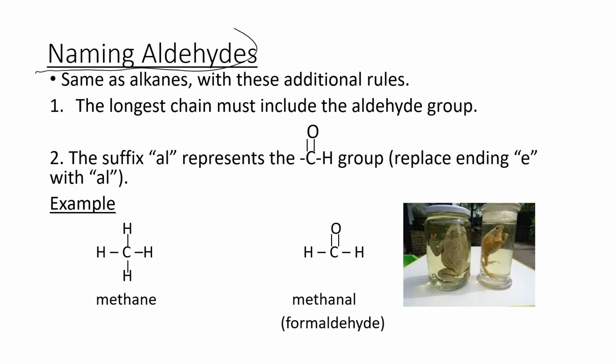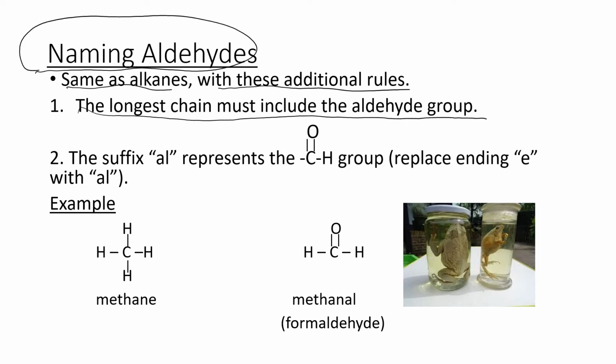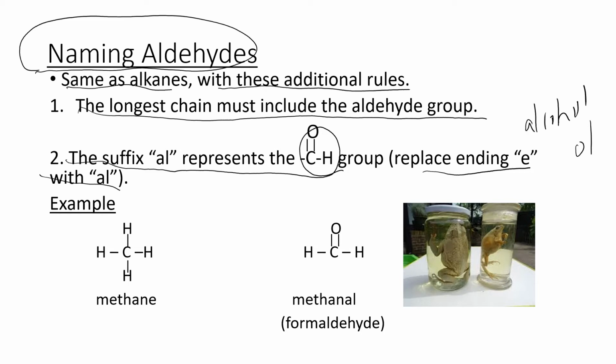To name aldehydes, you will follow the same rules as alkanes with a few additional rules. Your longest chain must include the aldehyde group. The suffix al represents the aldehyde group. You'll replace the ending E with al. So these are very similar to naming alcohols. With the alcohol, you had the ending ol. This one is going to be the ending al, so it's very similar.